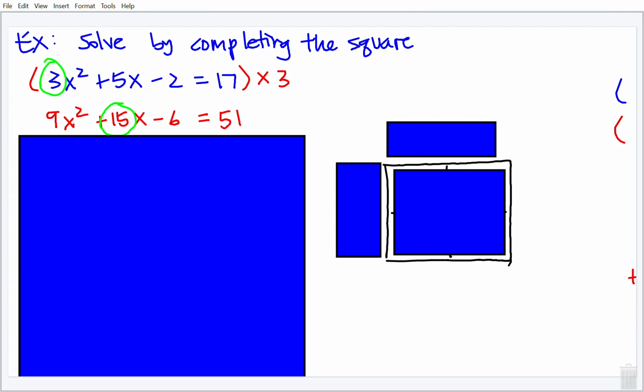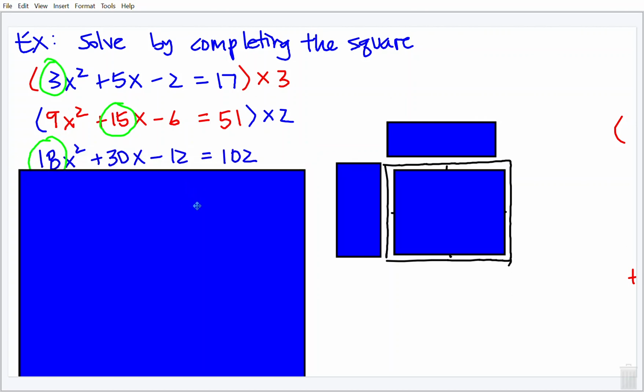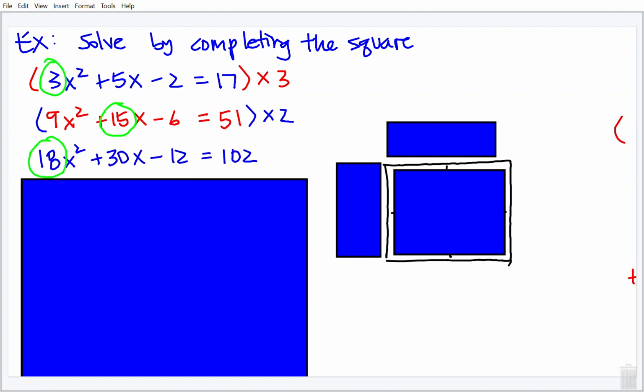But 15 is an odd number. It doesn't quite divide equally. Well, when life gives you an odd number and you want an even number, what can you do? That's right. Let's make it happen. Let's multiply both sides of the equation by 2. So when we do that, we've got 2 times 9 is 18, 2 times 15 is 30, 2 times negative 6 is negative 12, and 2 times 51 to get 102.